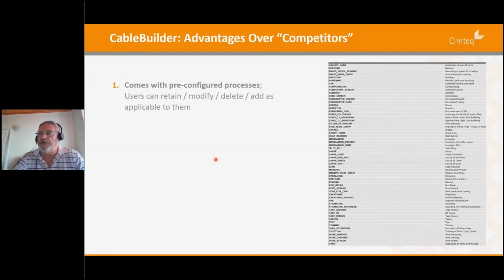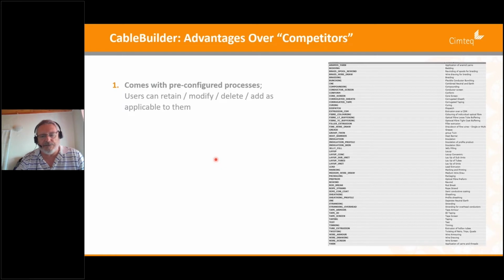I have to list a few of the advantages that it did have over our competitors. Number one, it comes with pre-configured processes. So there's approximately 60 odd processes. But by a process, what we mean is a manufacturing process, an installation, a layup, a taping, what have you. So it comes with these pre-configured processes, and it is, at this point in time, a little bit biased towards the terminology I use. So it would have a sheath and not a jacket.